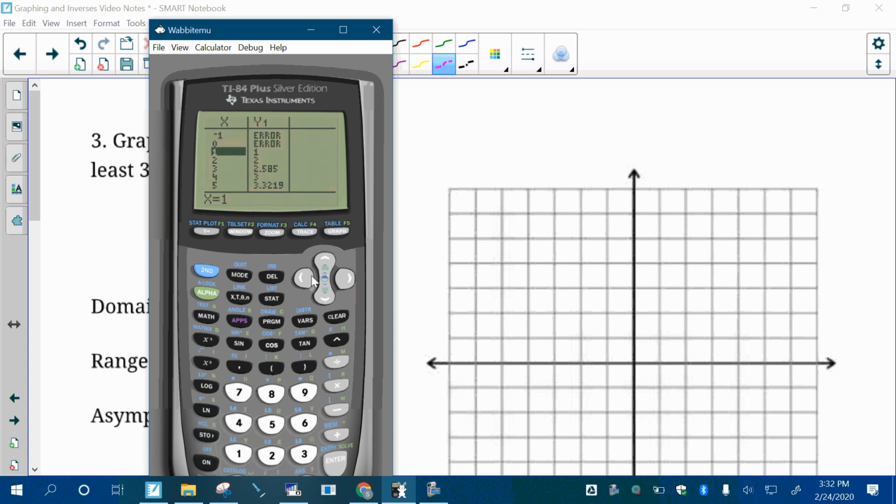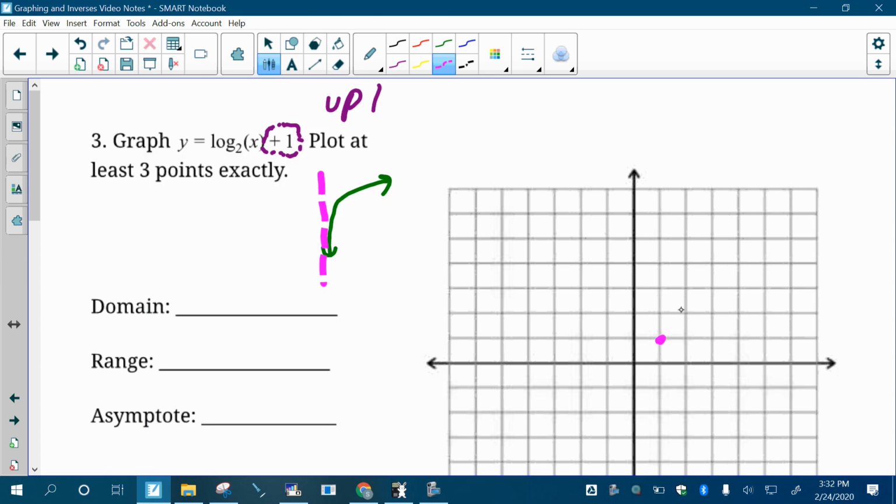All right. 1, 1, 2, 2, 4, 3. I connect them, but I'm going to remember that I have a vertical asymptote.